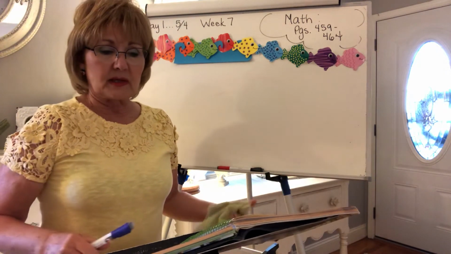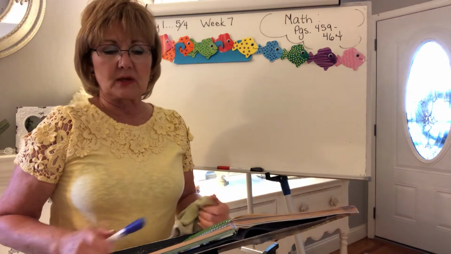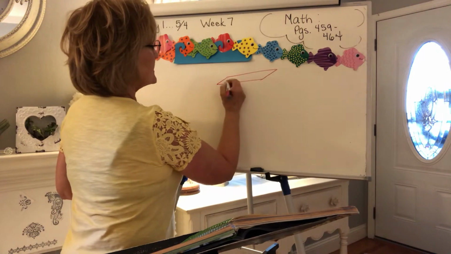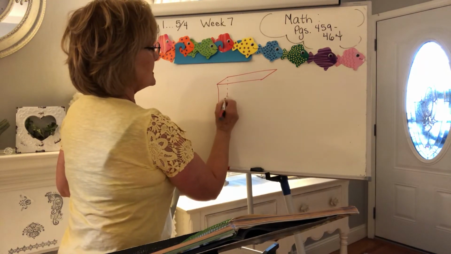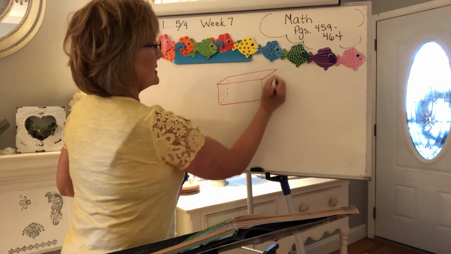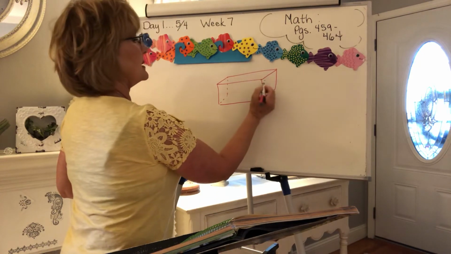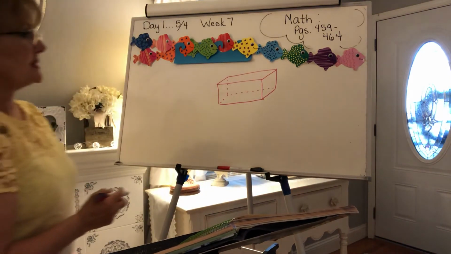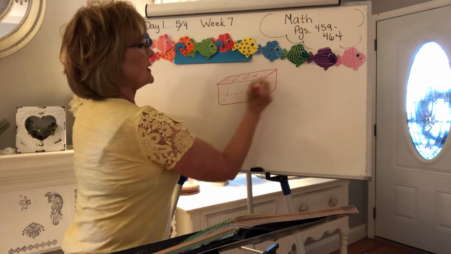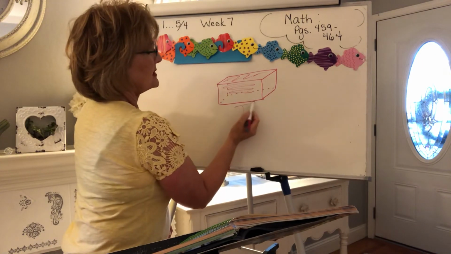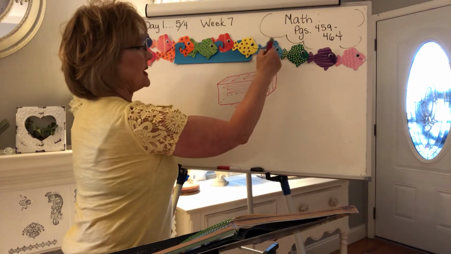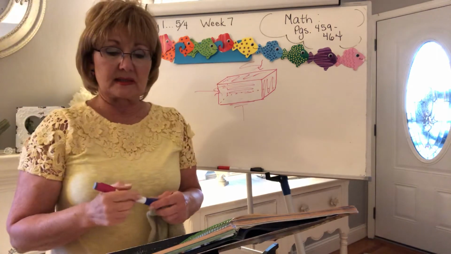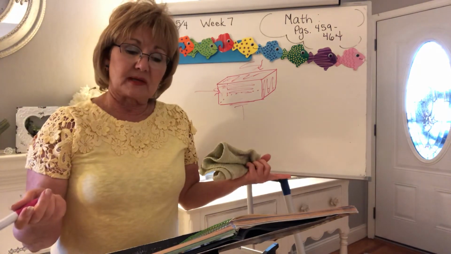Okay, then top of the next page, number 4. How many faces does a rectangular prism have? Remember, the face... where did I go wrong? Okay, the face is the flat part. This is a face, this is a face, underneath is a face, this is a face, the back side has a face, that side has a face. So count the faces.